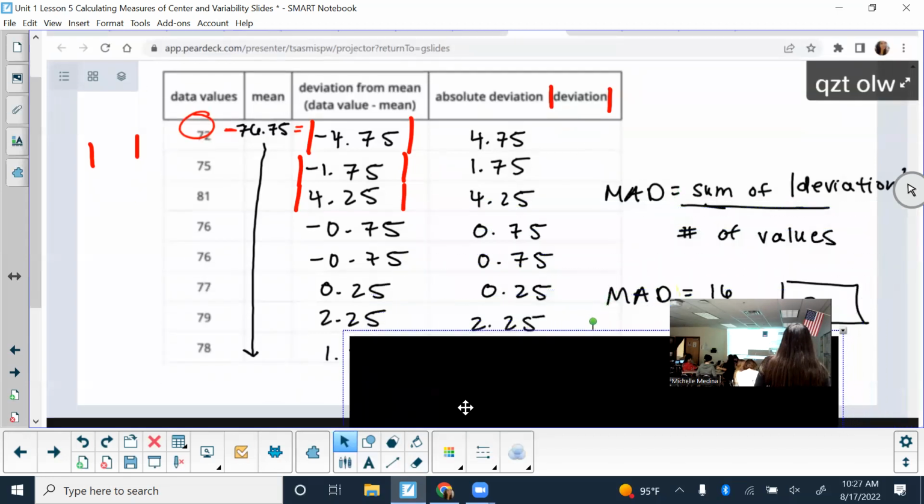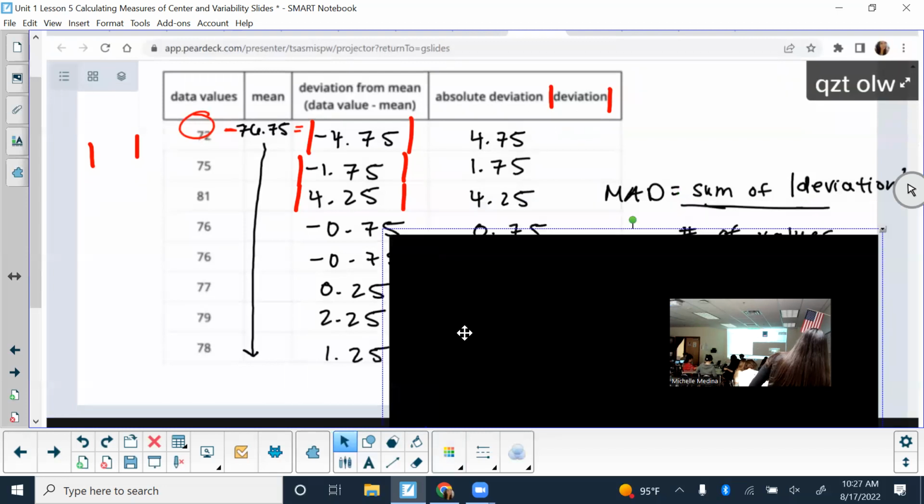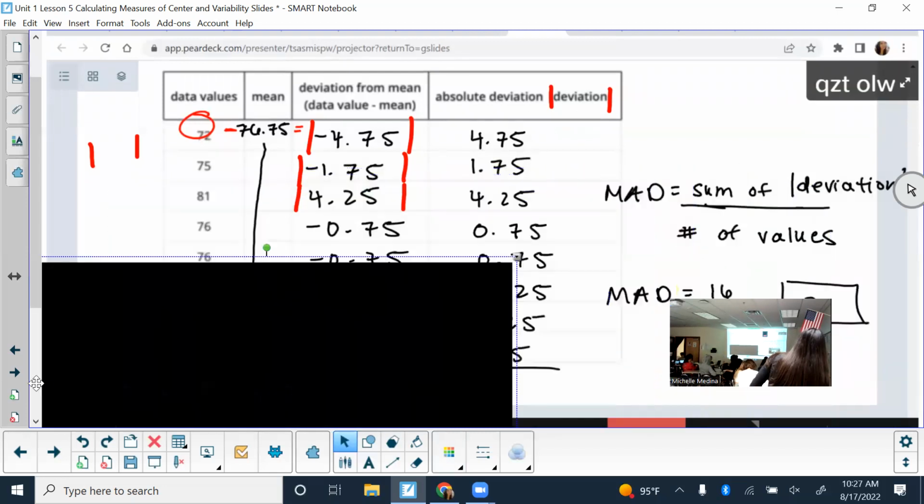Copy this into your notes. Don't leave without copying it. You have 3 whole minutes. Great job. This is your ticket out the door.